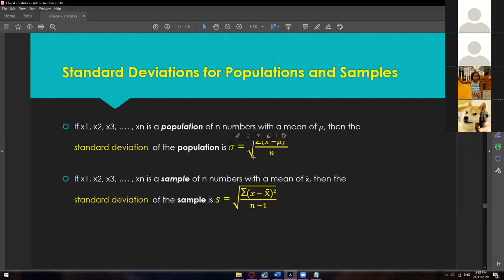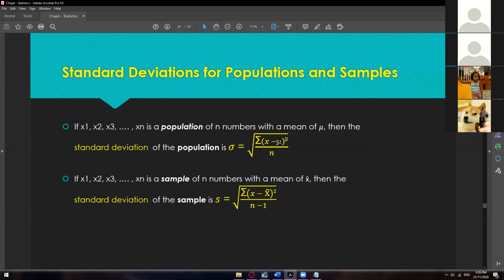This one is equal to the square root of the summation of (x minus mu) squared, divided by n. And for the sample, the standard deviation of the sample is S. Here's the symbol for the sample: the square root of the summation of (x minus x bar) squared, divided by n minus 1. As you can see, the only difference is this one.